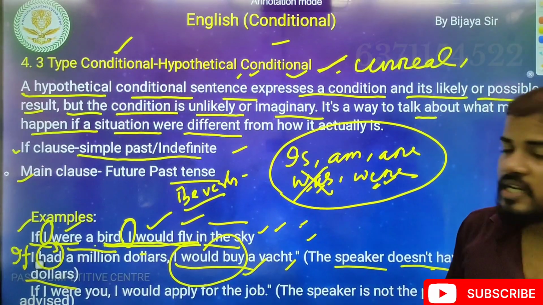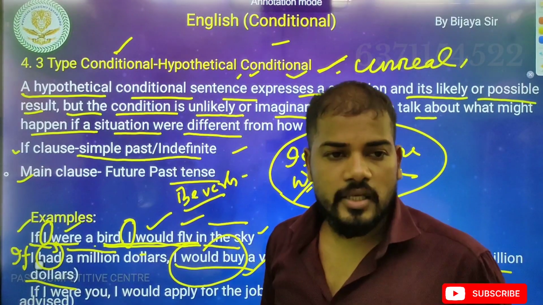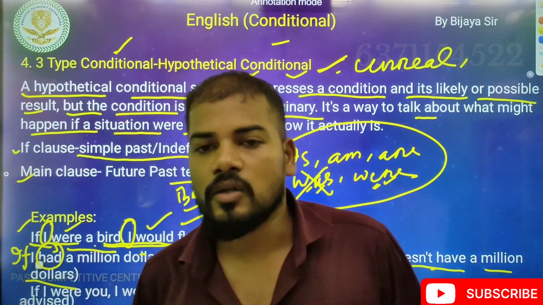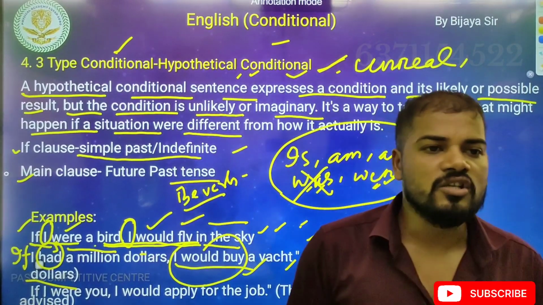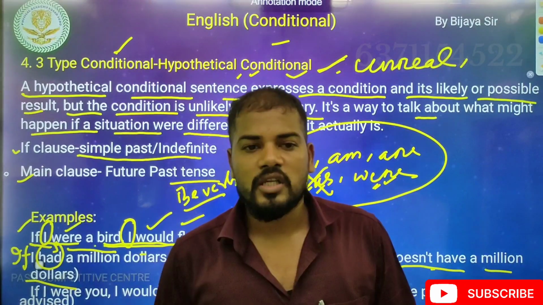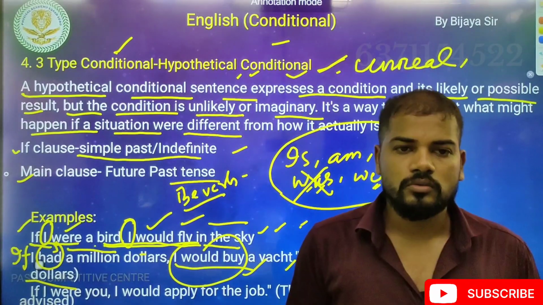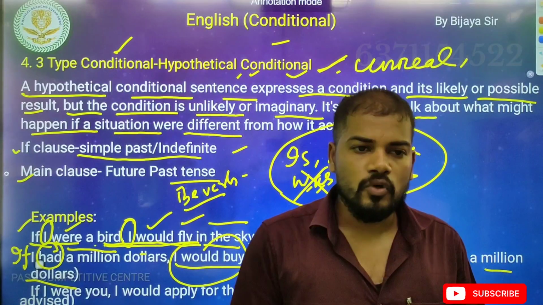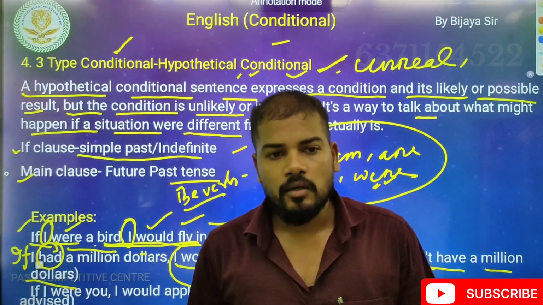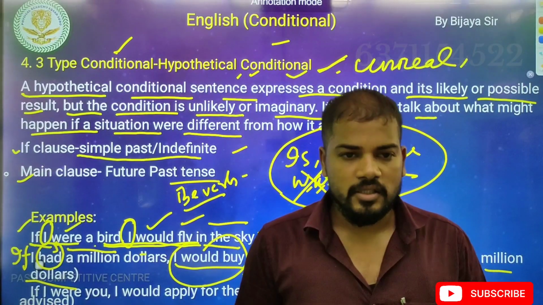So these are the four kinds of conditional which we already discussed. What are the four types of conditional? First is zero type conditional, which is known as factual conditional. In factual conditional, we discuss the scientific truth, the general truth. Like, if you drop the glass, it will break. If you heat the ice, it melts.